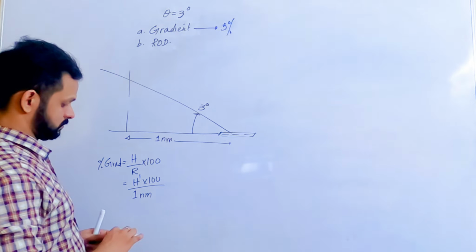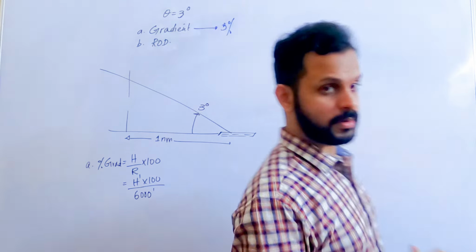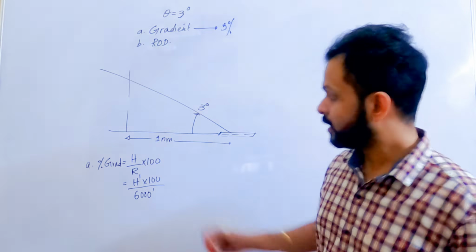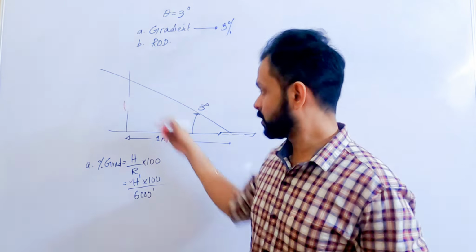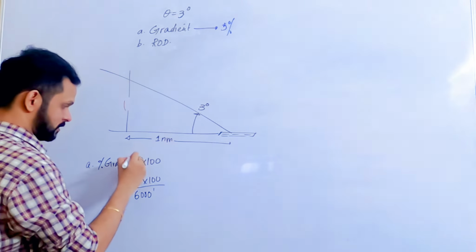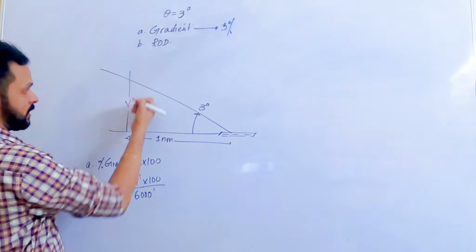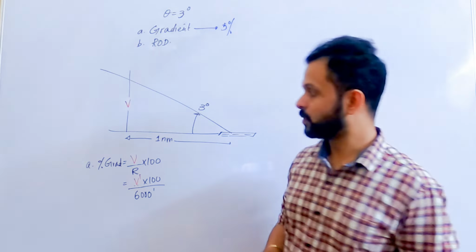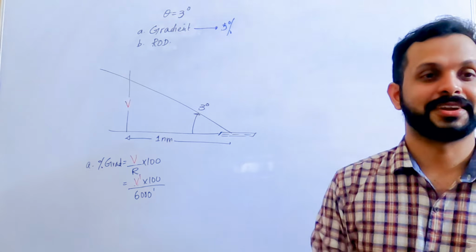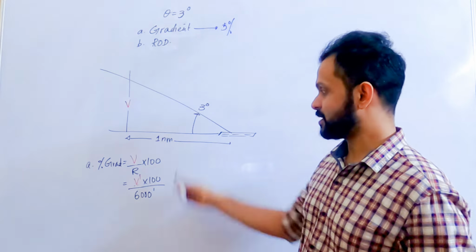Now, you have to find the gradient. So you already got this, right? You're on track. So what do I need now? I need the height, sorry, it's not H here, it's V. So I need the vertical distance or height here. How do you find out that one? I want you to think. Think about it.